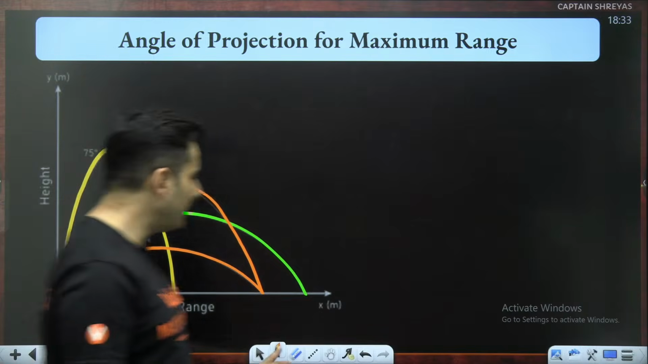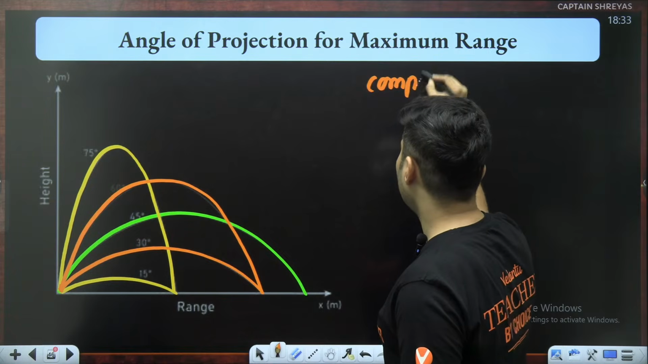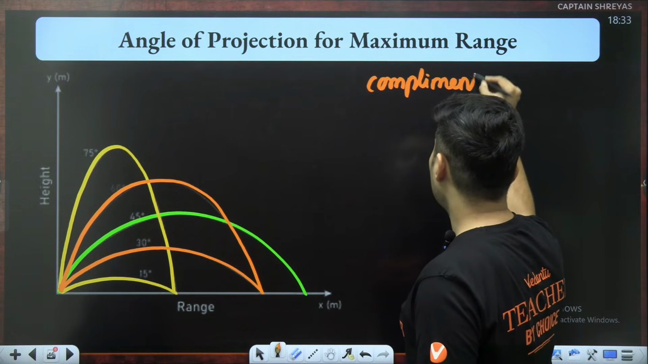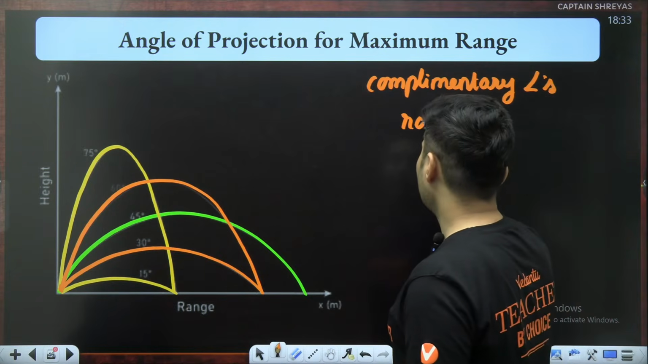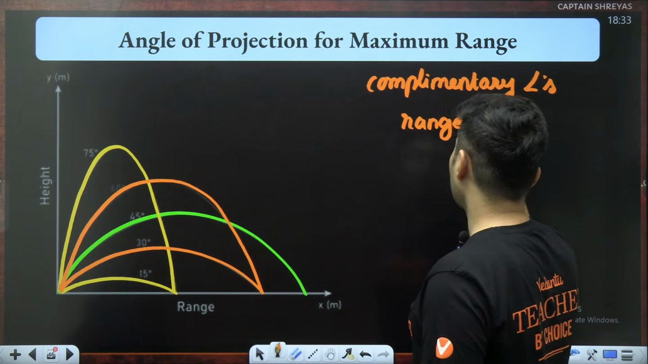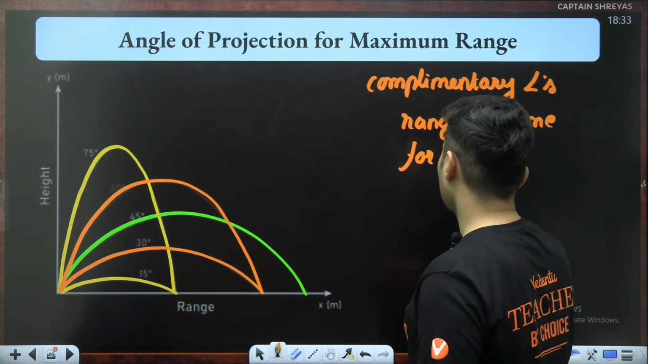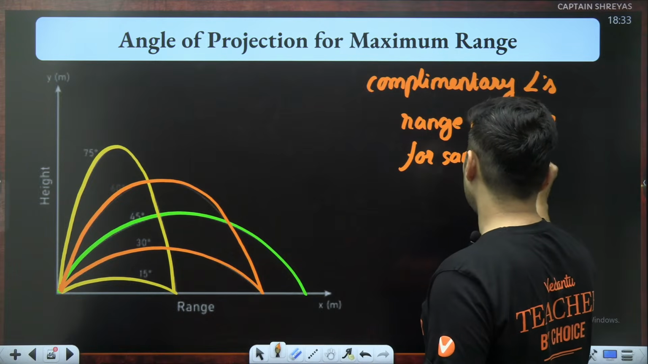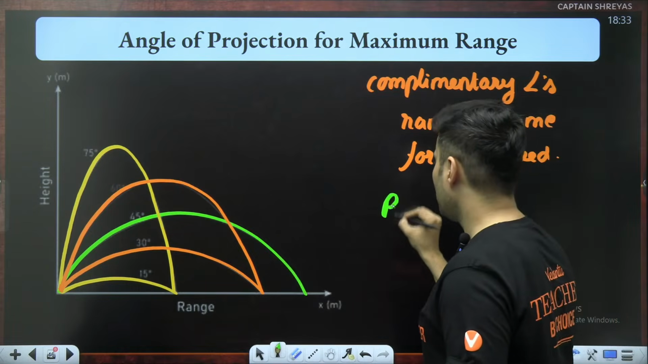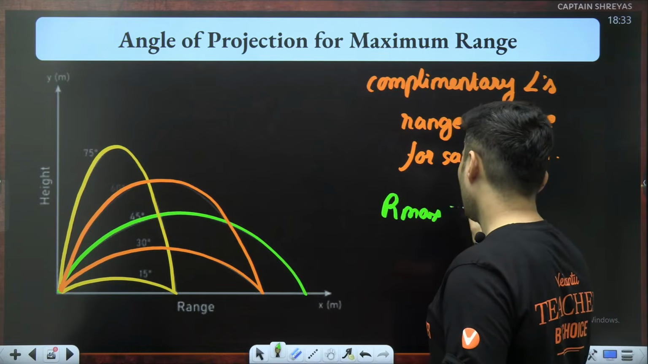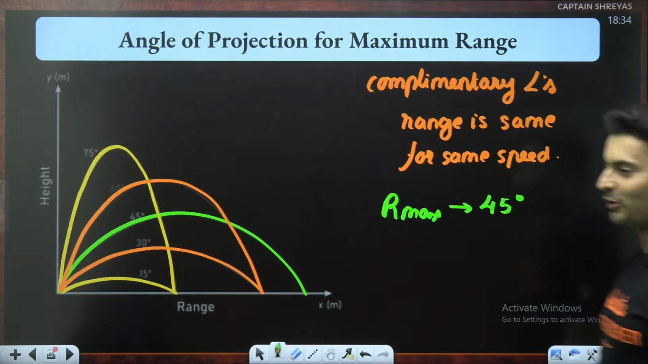So for complementary angles, the range is the same. Remember this. For complementary angles, the range is the same, for the same speed, of course. And the range is maximum for 45 degrees.